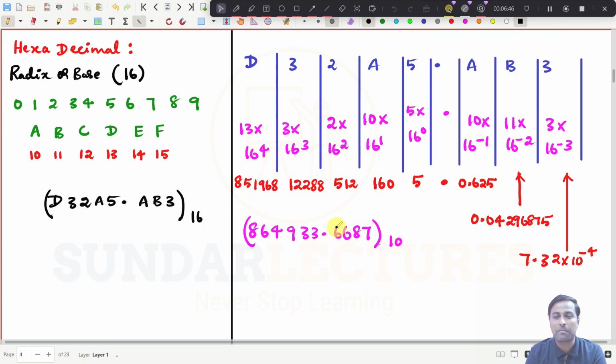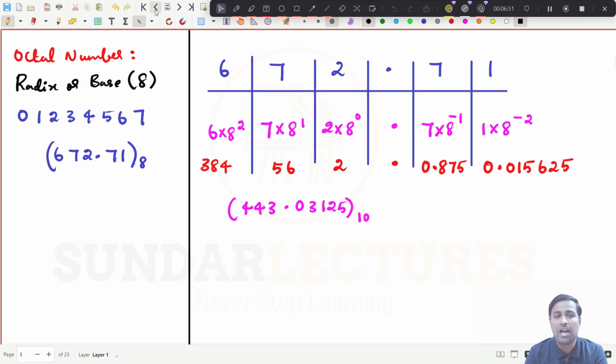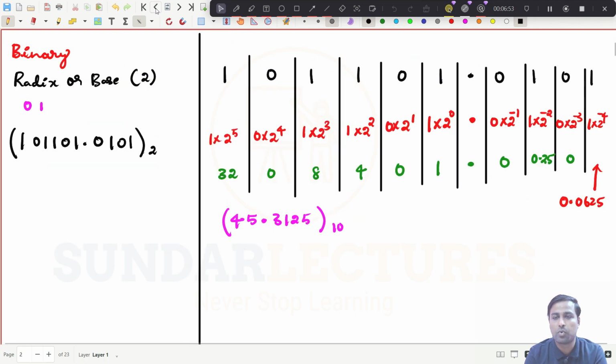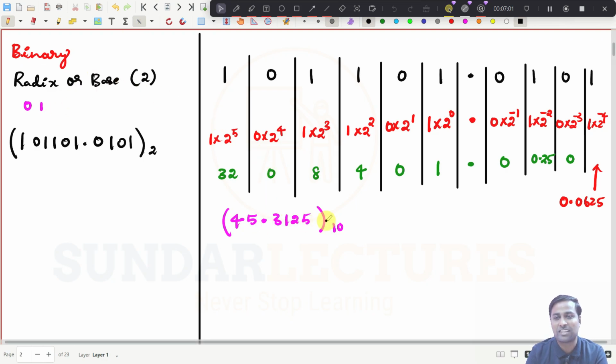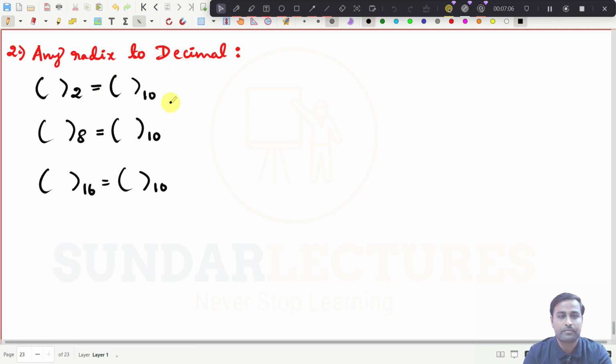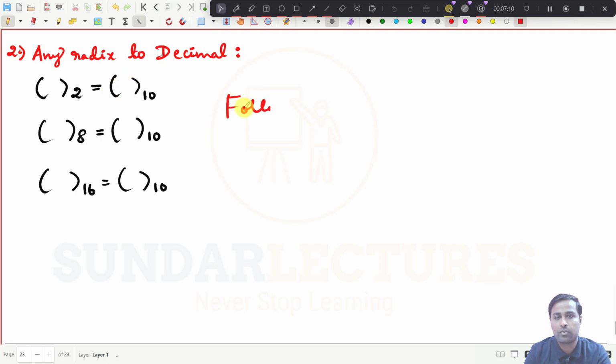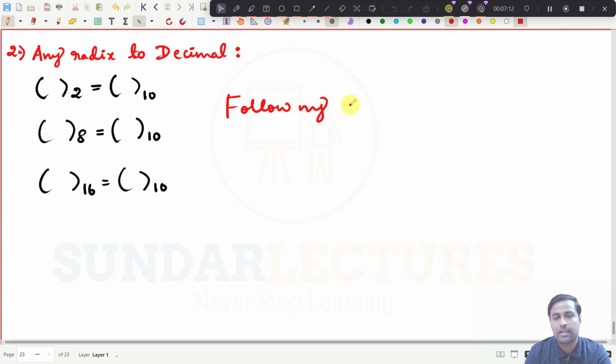The procedure is same, and we have taken it for an example. For example, what is the base 16, what is base 8, and what is base 2. While studying that, we have already seen the procedure of conversion to the decimal value. So you follow this procedure, same procedure. I have already told you, right? So follow my first lecture. Follow my lecture number 1 to get this procedure.